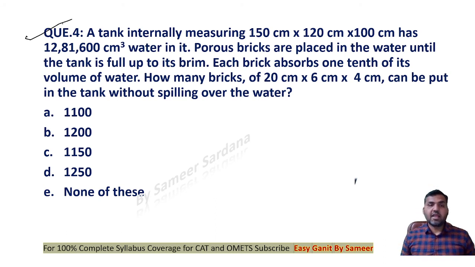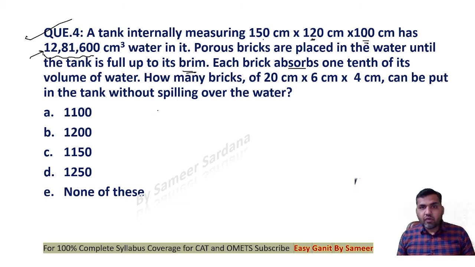Next, question number 4. A tank internally measuring 150 centimeter into 120 centimeter into 100 centimeter has this much water in it. Now it's not given that it's full, right? If you look at the whole capacity of the tank, it is 150 into 120 into 100. Out of this, this much water is already present inside the tank. The porous bricks are placed in the water until the tank is filled up to its brim. Now each brick absorbs 1/10 of the volume of the water. How many bricks of 20 into 6 into 4 can be put in the tank without spilling over the water?